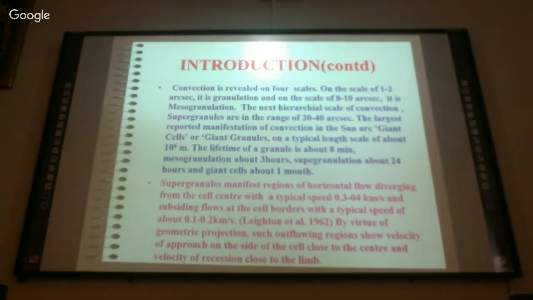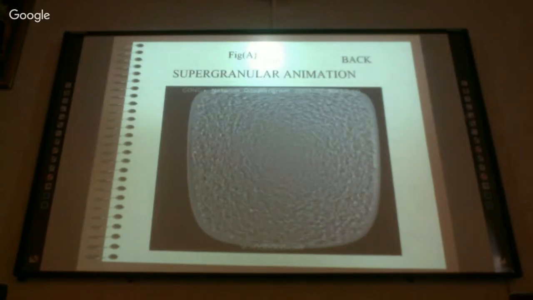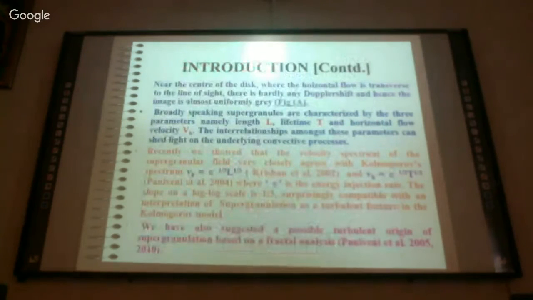At the center of the disk, there is no Doppler shift here, and you see that the pattern is almost uniformly grey. And broadly speaking, supergranules are characterized by three parameters, namely length, lifetime, and horizontal flow velocity. Interrelationships amongst these parameters can shed light on the underlying dynamics.